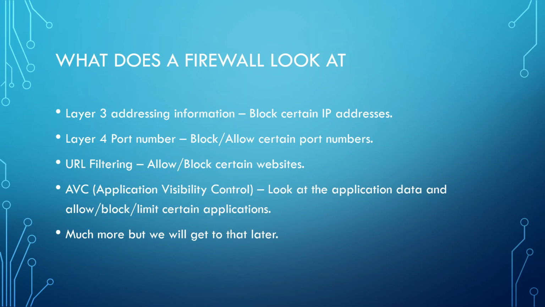So a firewall looks at all sorts of things. As an example, layer 3 addressing information, so IP addresses. Say there's a server on the internet with a certain IP address, and that server is known for having malware and viruses. If a user communicates with that server, chances are that server is going to download malware onto the user's computer. So we can block by IP address. Now we can also block by layer 4 port numbers.